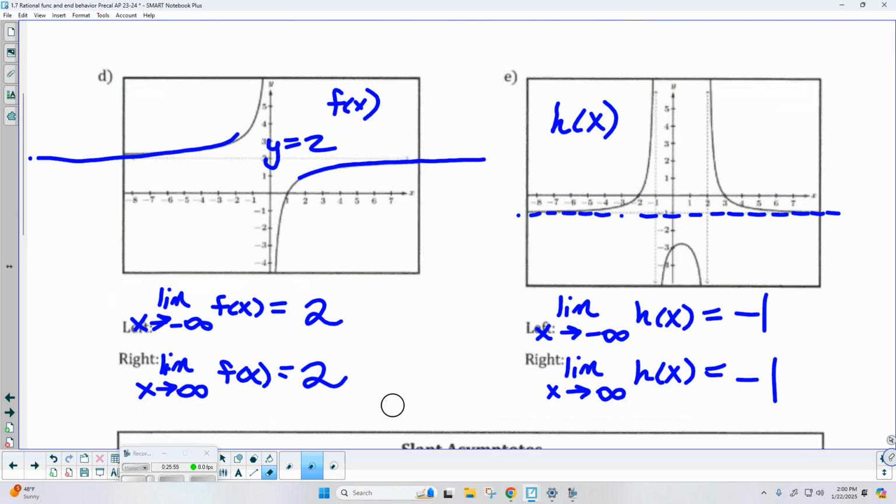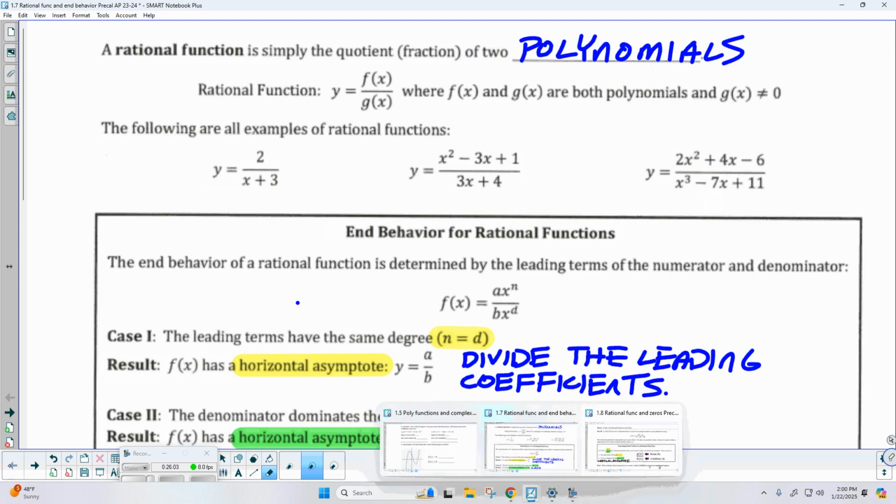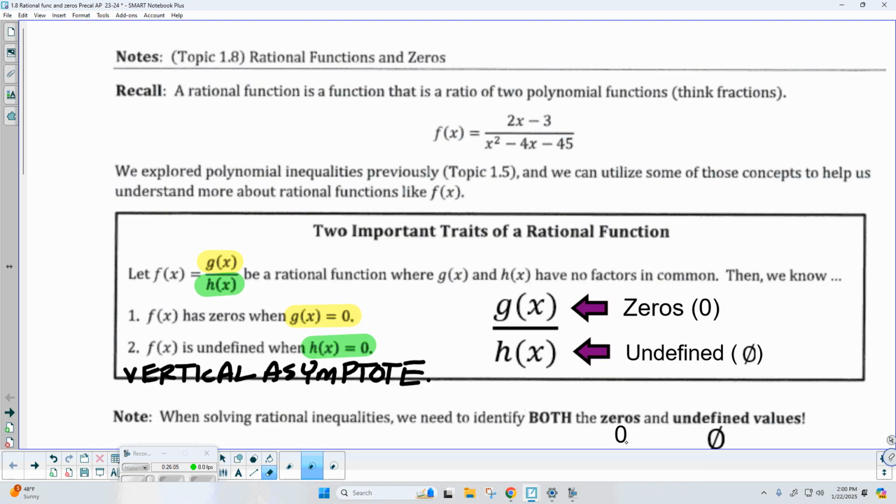Okay, so let me go ahead and get set up for the next class. 1.8. All right, so this is to help out the folks who are going to be gone tomorrow. So the title is Rational Functions and Zeros. The goal of this lesson is we need to be able to solve rational inequalities. So we're going to be bringing sign charts back.